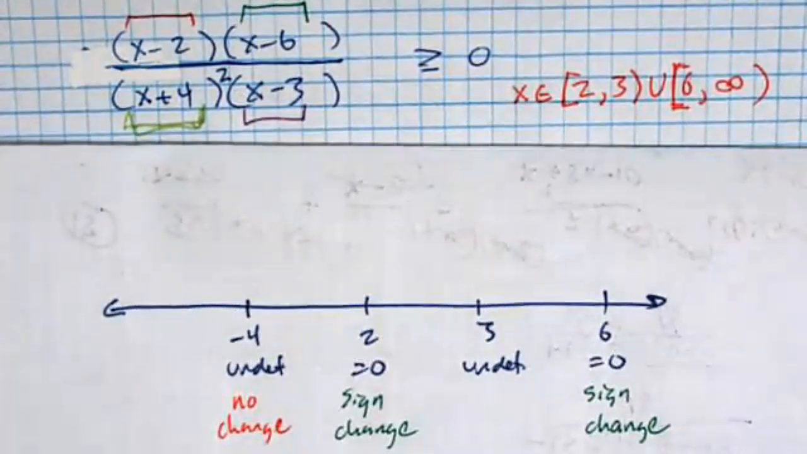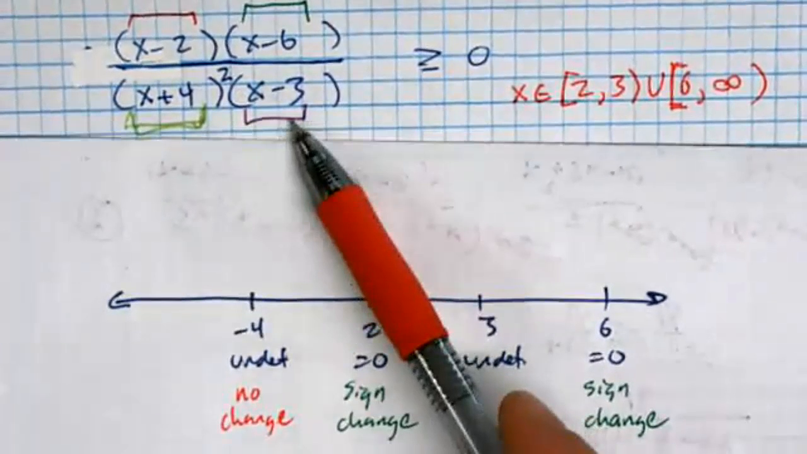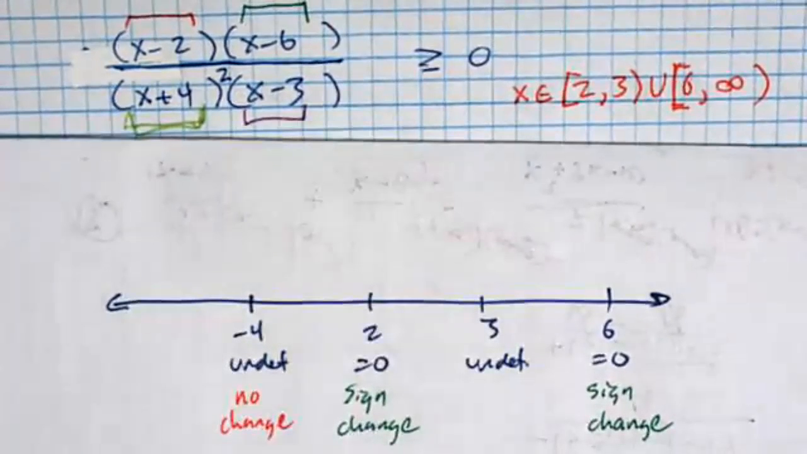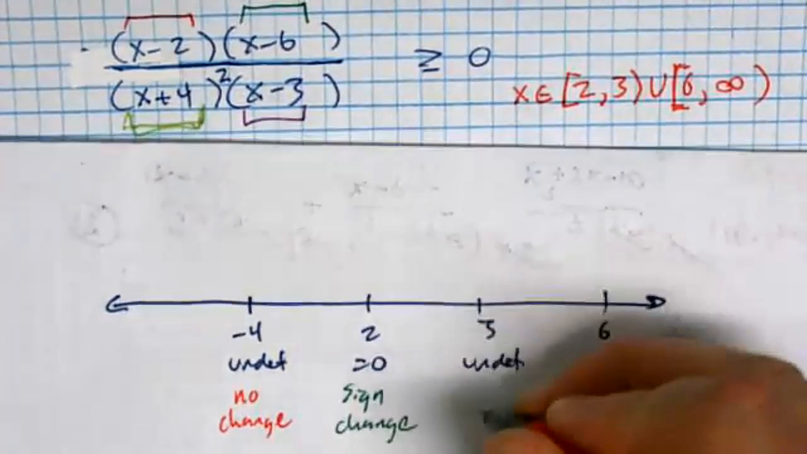Well, what about 3? It will. That's an odd powered asymptote. So one side's going up, it's a positive, one side's going down, a negative. There is a sign change as we cross that.